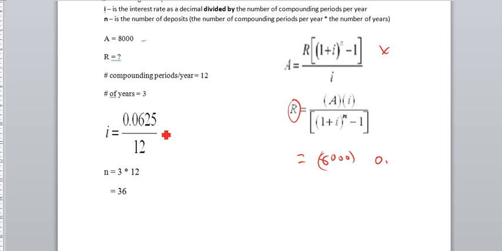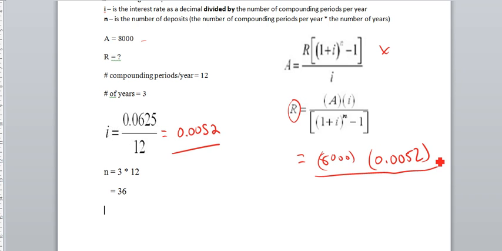Instead of i, we're going to put 0.0052. I had it on the other screen. And you could put it all up in here, 0.0625 divided by 12, but it gets too confusing for me, so I like to break it up a little bit. 0.0052. Do not round this very much. Don't leave it as 0.005. We want to try and not round it too much. In fact, we go by something called significant figures, meaning there's two numbers that aren't zeros. So I want at least two numbers that aren't zeros. I don't want to round it very much.